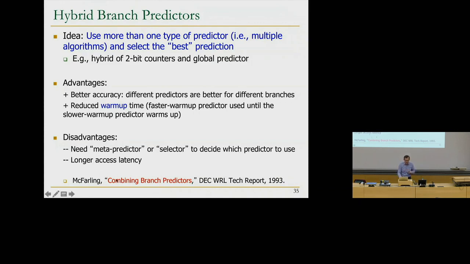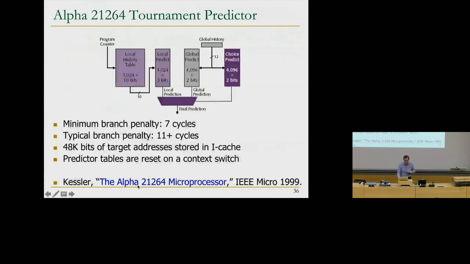So the paper that your reading assignment actually covers one example of this. I'm going to give you another example. This was designed in Alpha 21264, which was the fastest machine of its time. It doesn't exist anymore for various reasons, but not because of technical reasons, I should say. Basically, these folks who designed this machine also figured out that minimum branch penalty is 7 cycles. 7 is not that long by today's standards. And they typically saw that the branch penalty is more than 11 cycles.